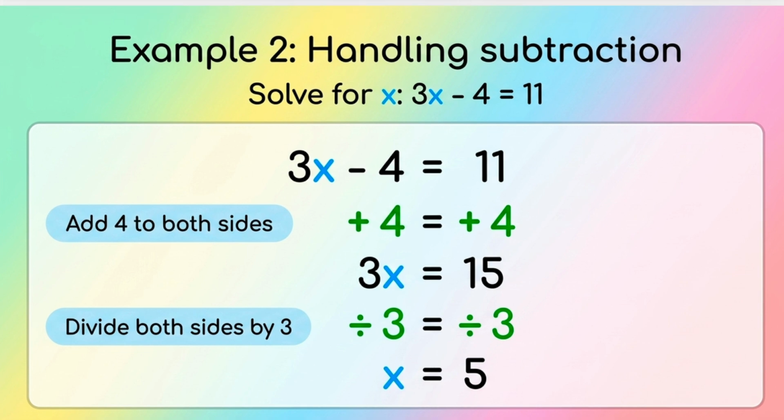Now let's solve 3x minus 4 equals 11. Since 4 is being subtracted, I undo that by adding 4 to both sides. That gives me 3x equals 15. Then I divide both sides by 3, and I get x equals 5. This is a really important reminder. If something is being subtracted, use addition to undo it.